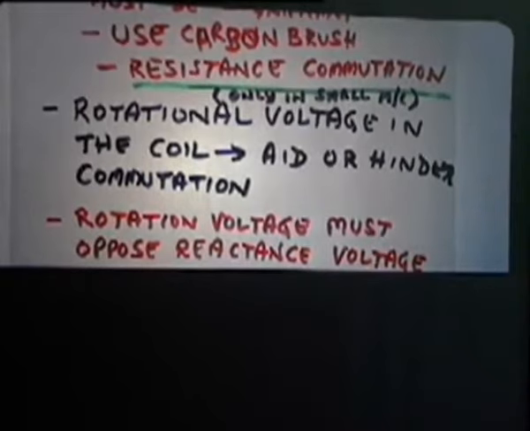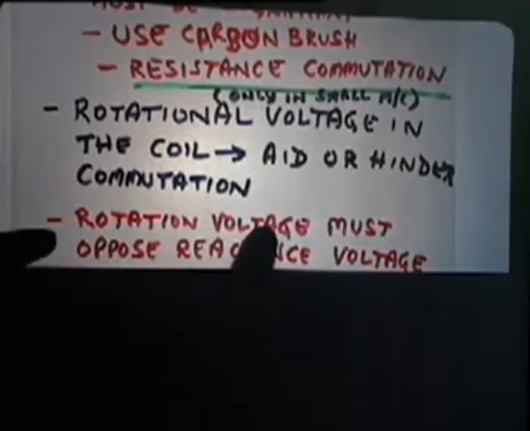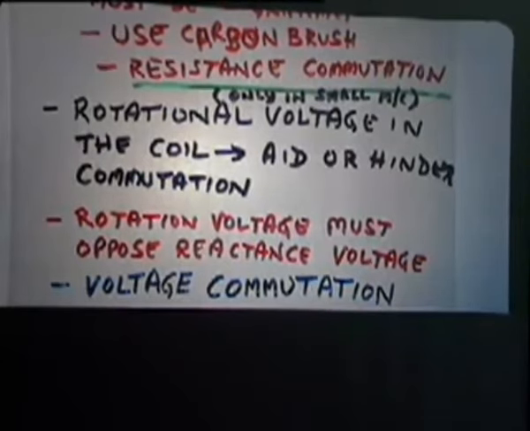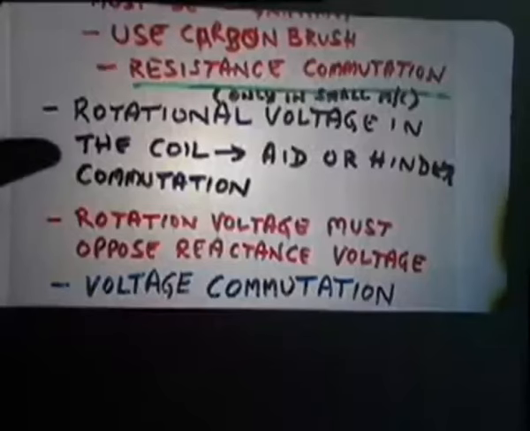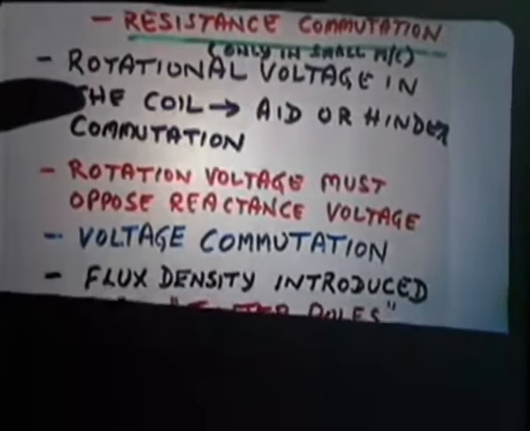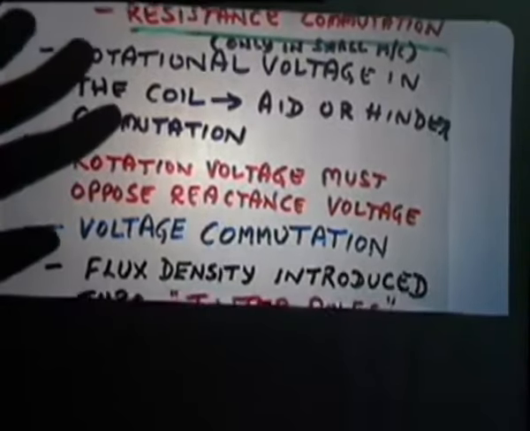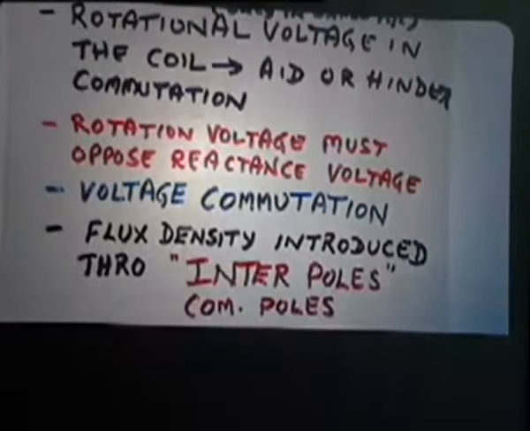reactance voltage. This should be our purpose, and by adding this voltage, we call that process voltage commutation. That means you are trying to put additional voltage into the commutating coil in such a direction as to oppose the reactance voltage. Therefore this is called voltage commutation. That means we introduce additional flux density in the interpolar region, through what we call interpoles. So these are called the interpoles.